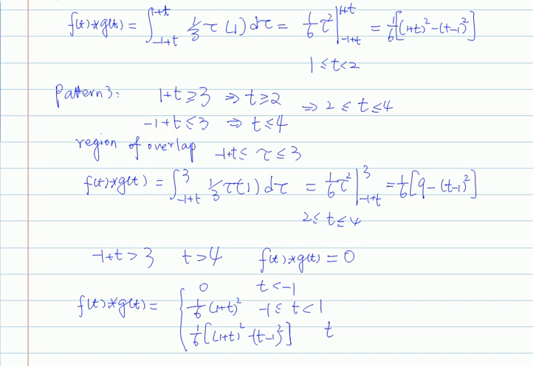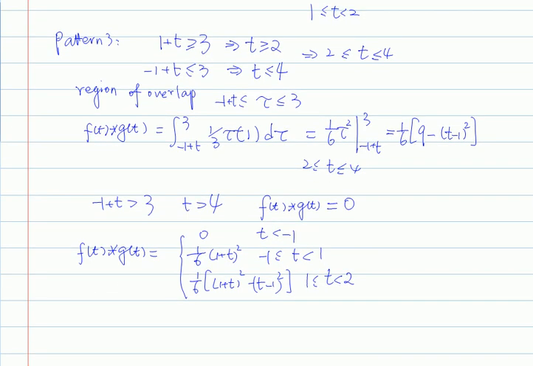So one is here. This is greater than 1 but less than 2. So that's pattern number 2. And pattern number 3 is when t is greater than 2 but less than 4, and I have the answer for this convolution as 1/6 times (9 minus (t minus 1) squared), like that. Then when t is greater than 4, your convolution is 0. So that's what you get for this question.